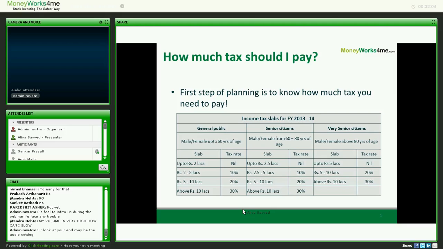And in the budget 2013, a new category was introduced of very senior citizens, citizens above 80 years of age, who can enjoy an exemption up to 5 lakhs. From 5 to 10 lakhs, the brackets remain the same, 20%, and above 10 lakhs, 30%. So the major change is that up to 5 lakhs they have the exemption and are supposed to pay no taxes, so they can take maximum advantage of this. I hope everyone is clear with this. This is just general information that we should know before we start planning our taxes, so that we know what the taxable salary is.